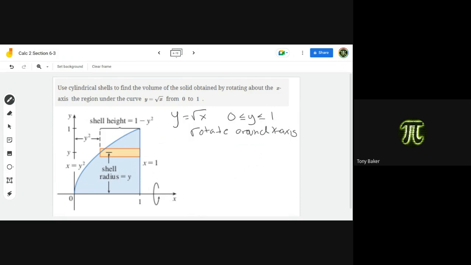So if we're going to do this in terms of the cylinder method, I need a few pieces of information. First thing is, if we're rotating around the x-axis, I need it in terms of y. So I need x equals, not y equals. So to change that, we would square both sides. So x ends up equaling y squared.